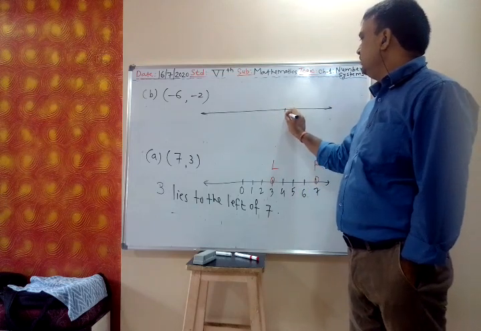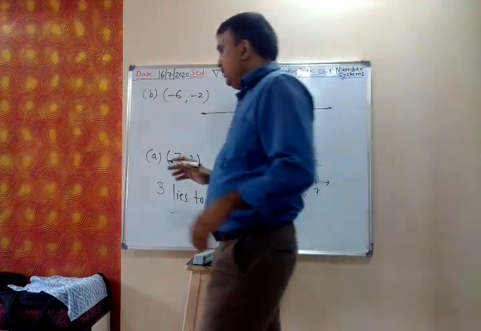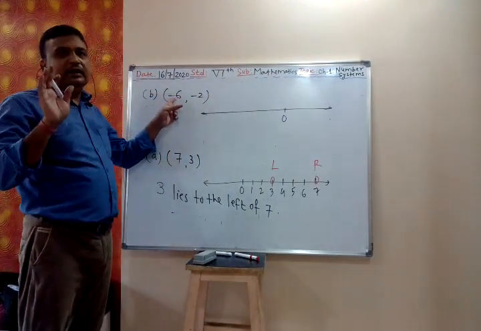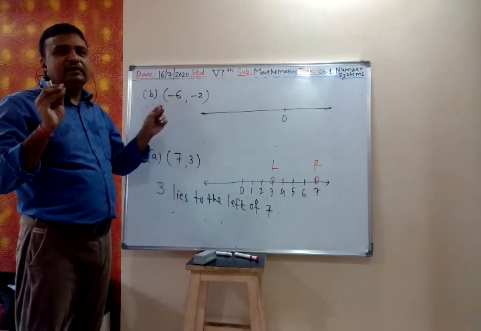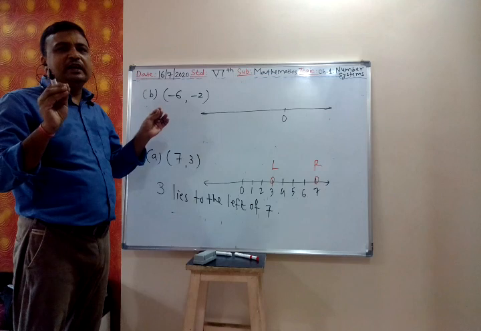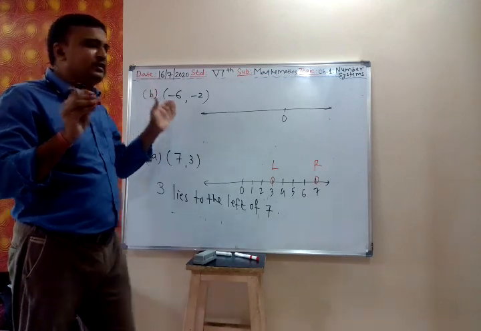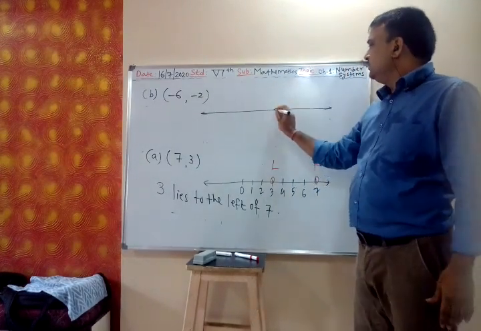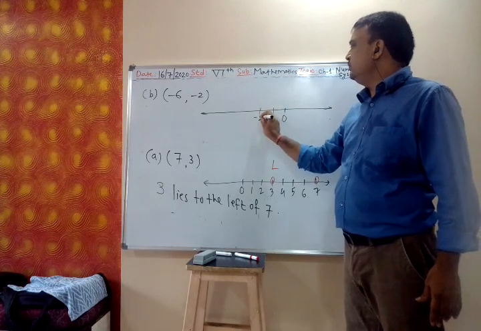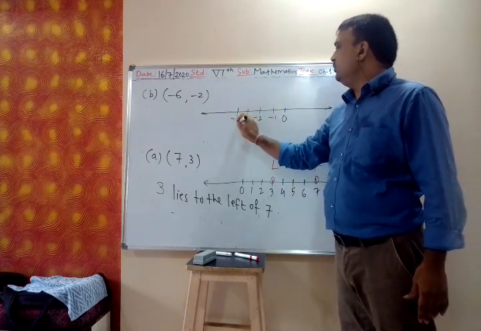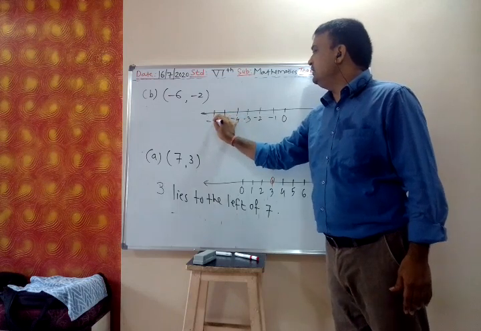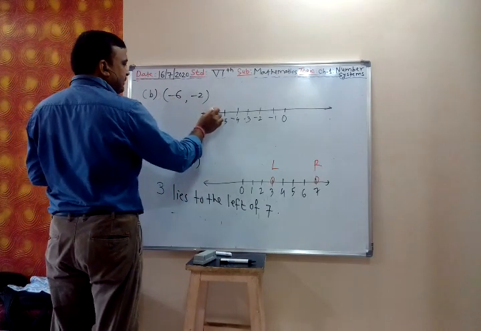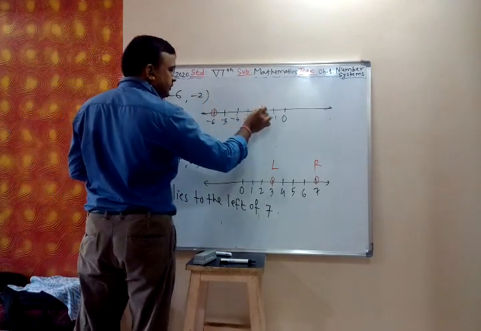This is my 0. Now minus 6 is a negative integer. Minus 2 is a negative integer. And where are negative integers? They lie to the left of 0. On this side we will have minus 6 and minus 2. So we write minus 1, minus 2, minus 3, minus 4, minus 5 and minus 6. So this is my number minus 6 and this is my number minus 2.